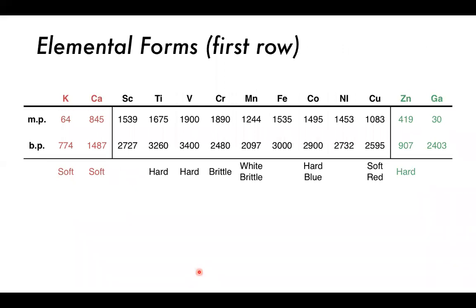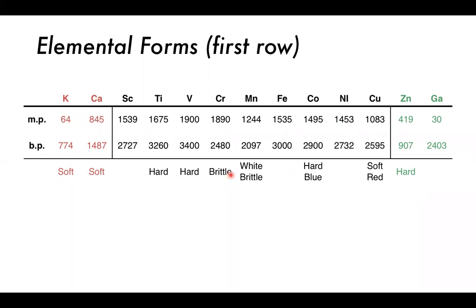The melting points vary across the period. Generally, they increase, and then there's a contraction around manganese, and then it increases again, and these are relatively similar. We get, for example, soft materials here, like potassium, calcium. Generally, the softer it is, the lower its melting point.